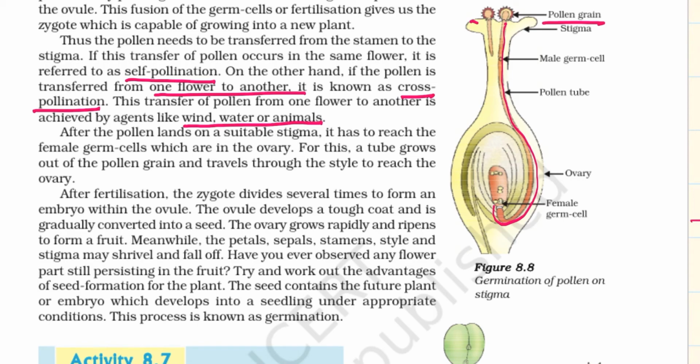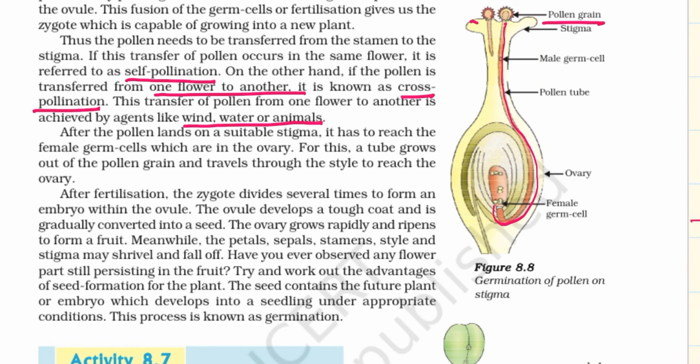Now once it has entered inside the ovary, this pollen tube contains two germ cells of male, and this is carried into the ovule. So now, after the pollen lands on the suitable stigma, it has to reach the female germ cells which are in the ovary. For this, a tube grows out of the pollen grain and travels through the style to reach the ovary.